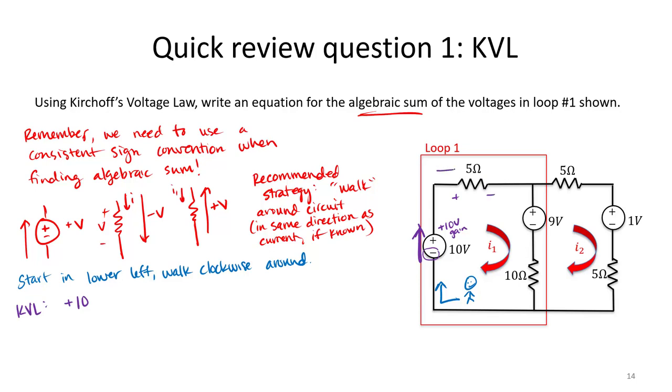Next, I'm going to walk across this 5 ohm resistor. I'm going in the same direction of my current, so I know that I'm going to start at a higher voltage, end at a lower voltage. I'm not sure how much current is flowing through there just yet, so I'm just going to write this as minus V 5 ohms. There's going to be some voltage drop across that 5 ohm resistor. Then I walk across my 9-volt source, but notice I'm starting at the higher voltage, ending at the lower voltage. By my convention, that's going to be a minus 9-volt drop.